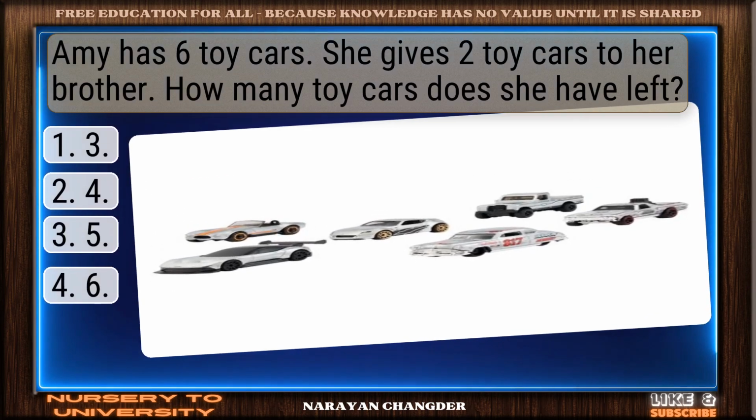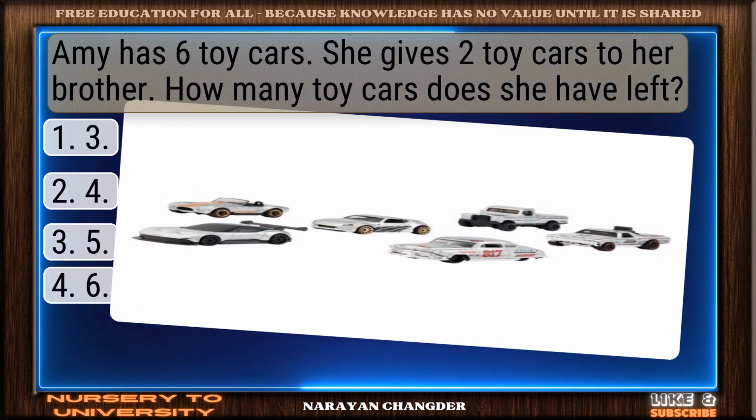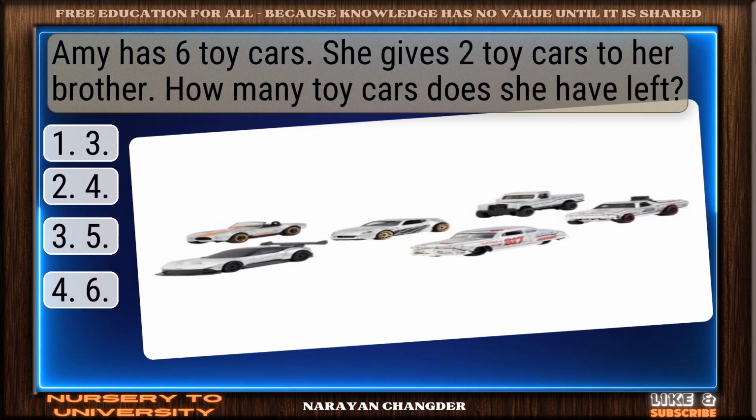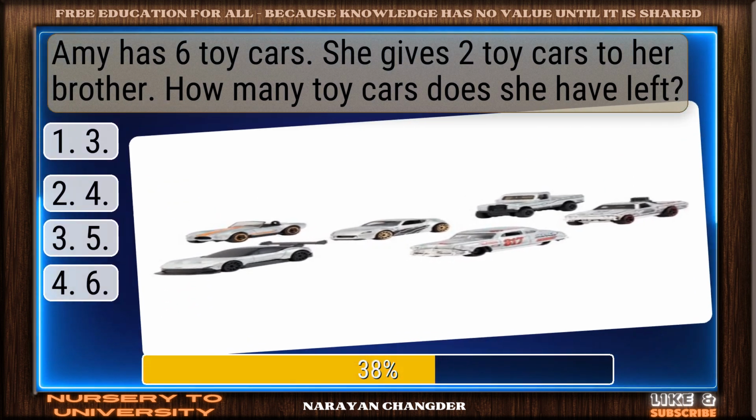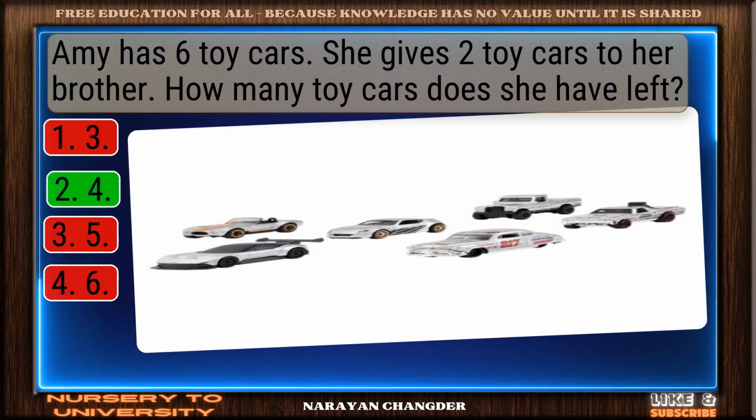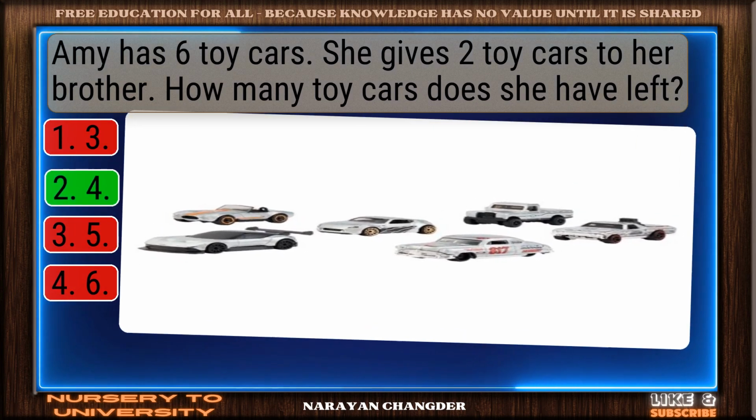Amy has 6 toy cars. She gives 2 toy cars to her brother. How many toy cars does she have left? You got it. Your choice 4 is right.